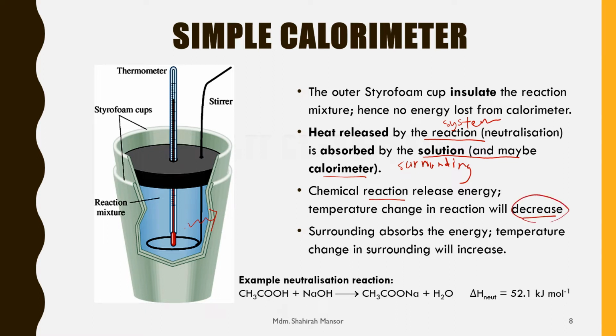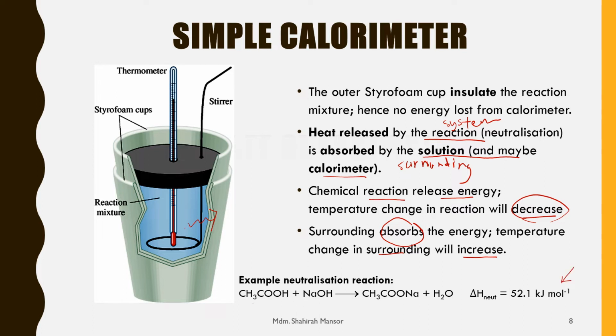Kenapa decrease? Sebab chemical reaction ataupun sistem itu dah buang energy, buang heat. Release heat. But surrounding will absorb the energy. So when the surrounding absorb the energy, temperature change in surrounding will increase. So bila surrounding serap haba tersebut daripada lower temperature, dia punya temperature akan shoot high. Kerana apa? Kerana surrounding telah pun absorb the energy. So this is the example of neutralization reaction.